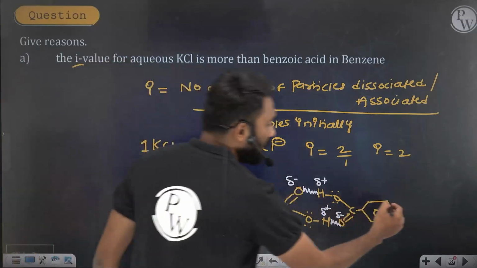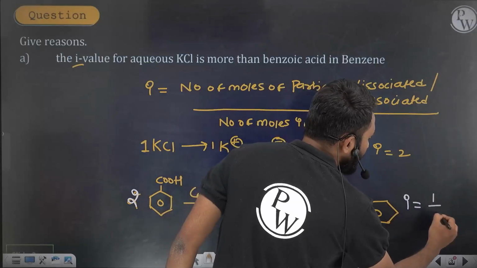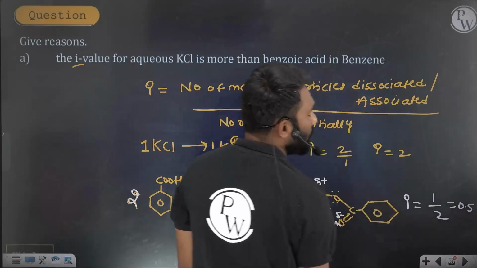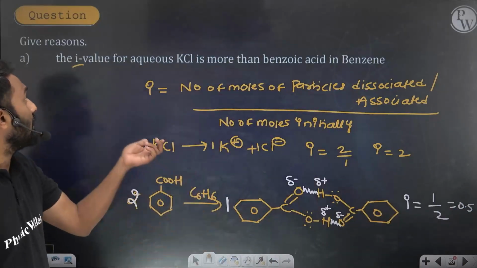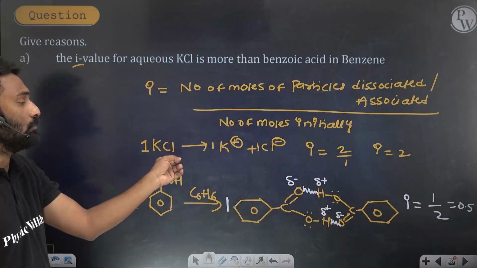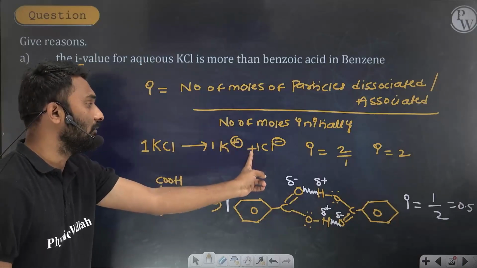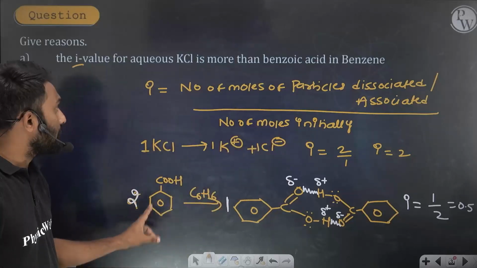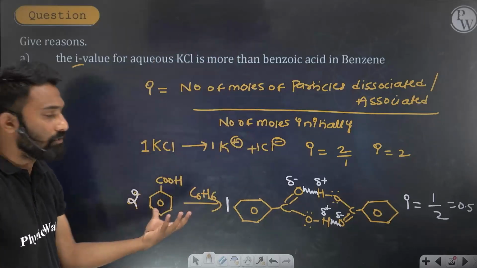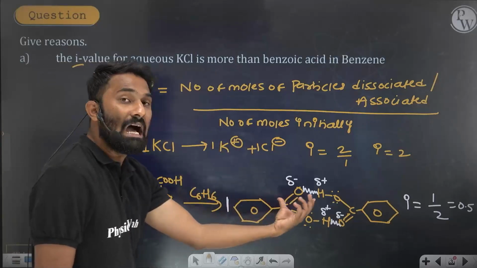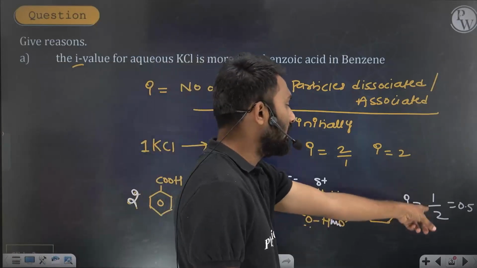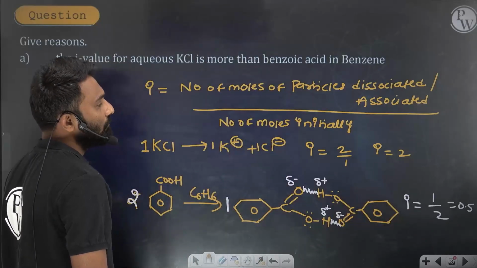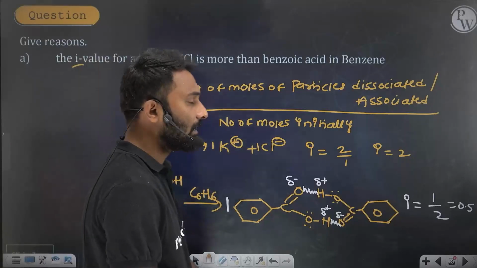Clear? Now the i value will be 1 by 2. 1 by 2 ಅಂದ್ರೆ ಏನು, 0.5. ಅದಕ್ಕೋಸ್ಕರನೇ i value of KCl is more. ಯಾಕಂದ್ರೆ it is a strong electrolyte, it will be dissociated into 2 particles. ಅದಕ್ಕೋಸ್ಕರನೇ i value is 2. But benzoic acid in benzene will undergo dimerization. Now i value for benzoic acid is 0.5. ಅದಕ್ಕೋಸ್ಕರನೇ KCl is having the higher i. Clear?